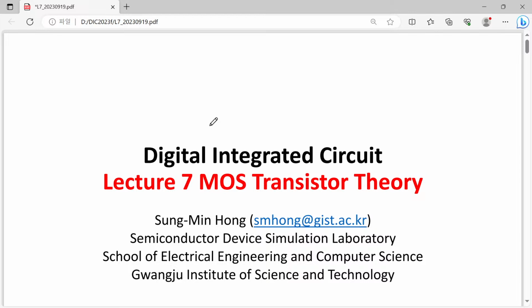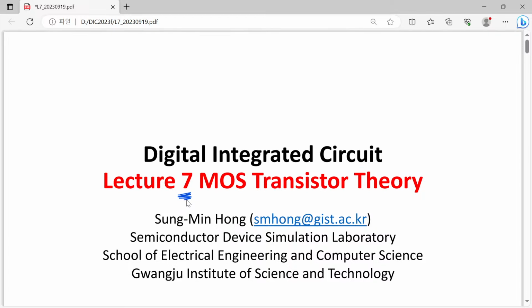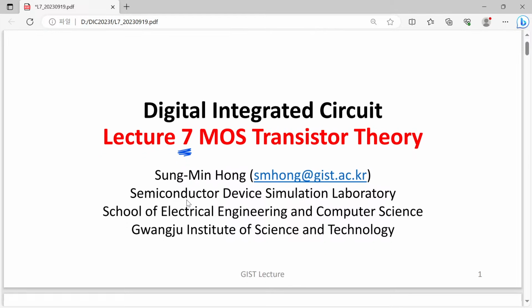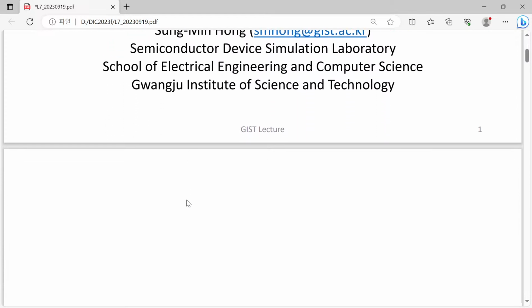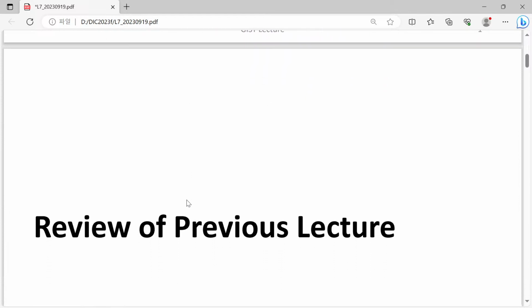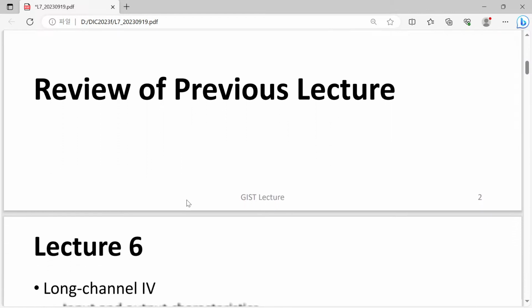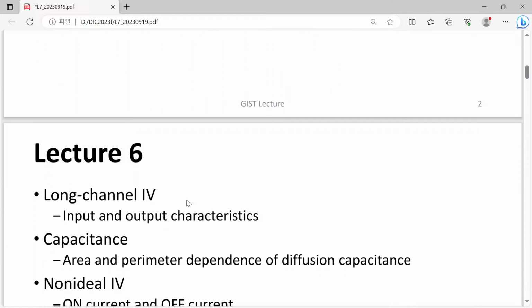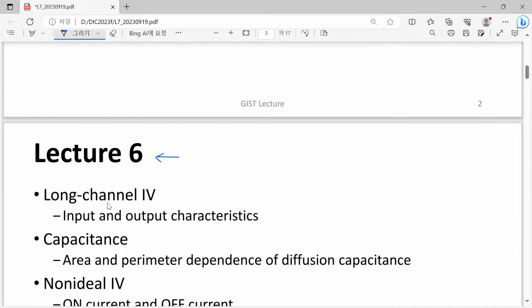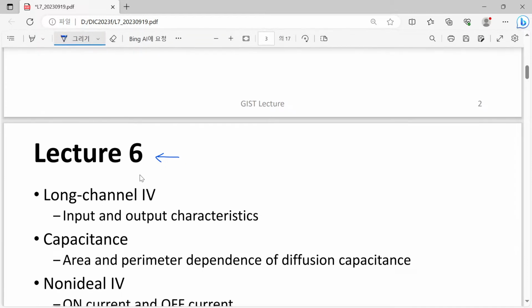Okay, so we are now in lecture 7, still about MOS transistor theory, but we are approaching the end of device related stuff. So maybe this is the final lecture for device related concepts. In the previous lecture, lecture 6, we have thought about long channel IV characteristics.